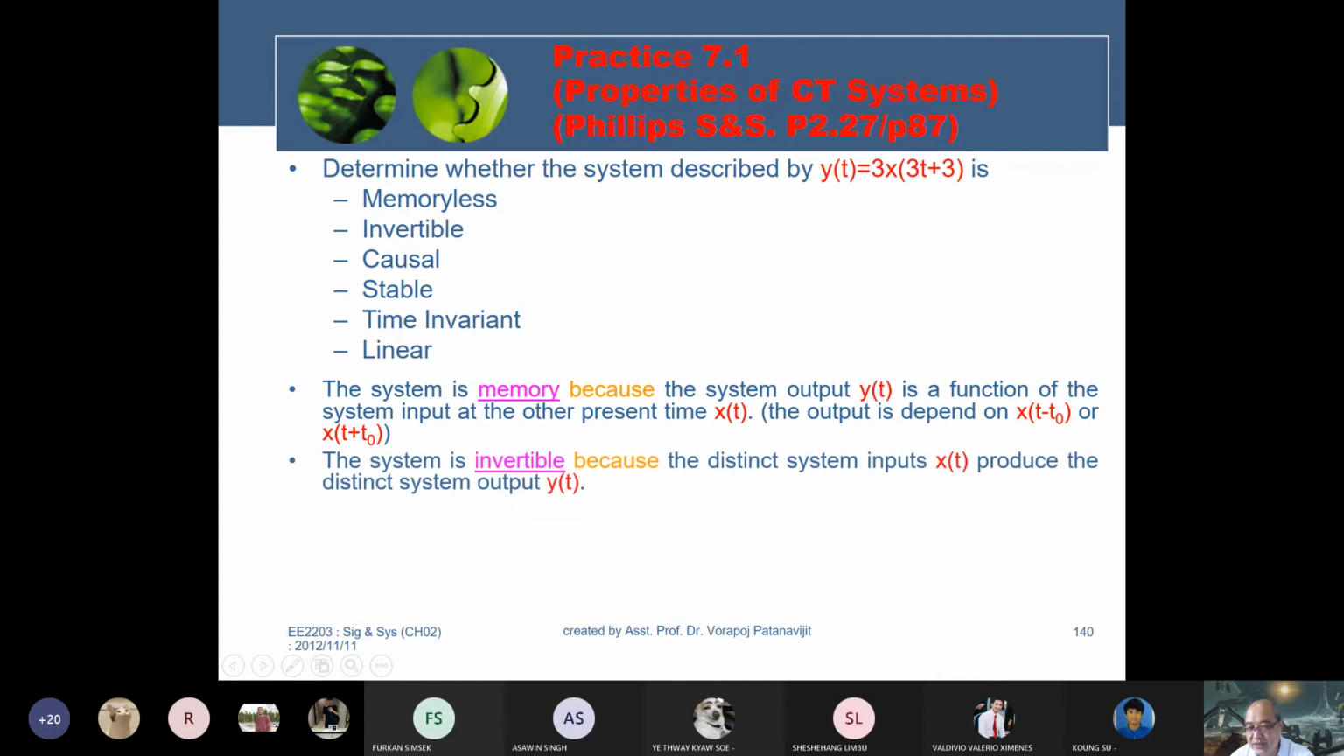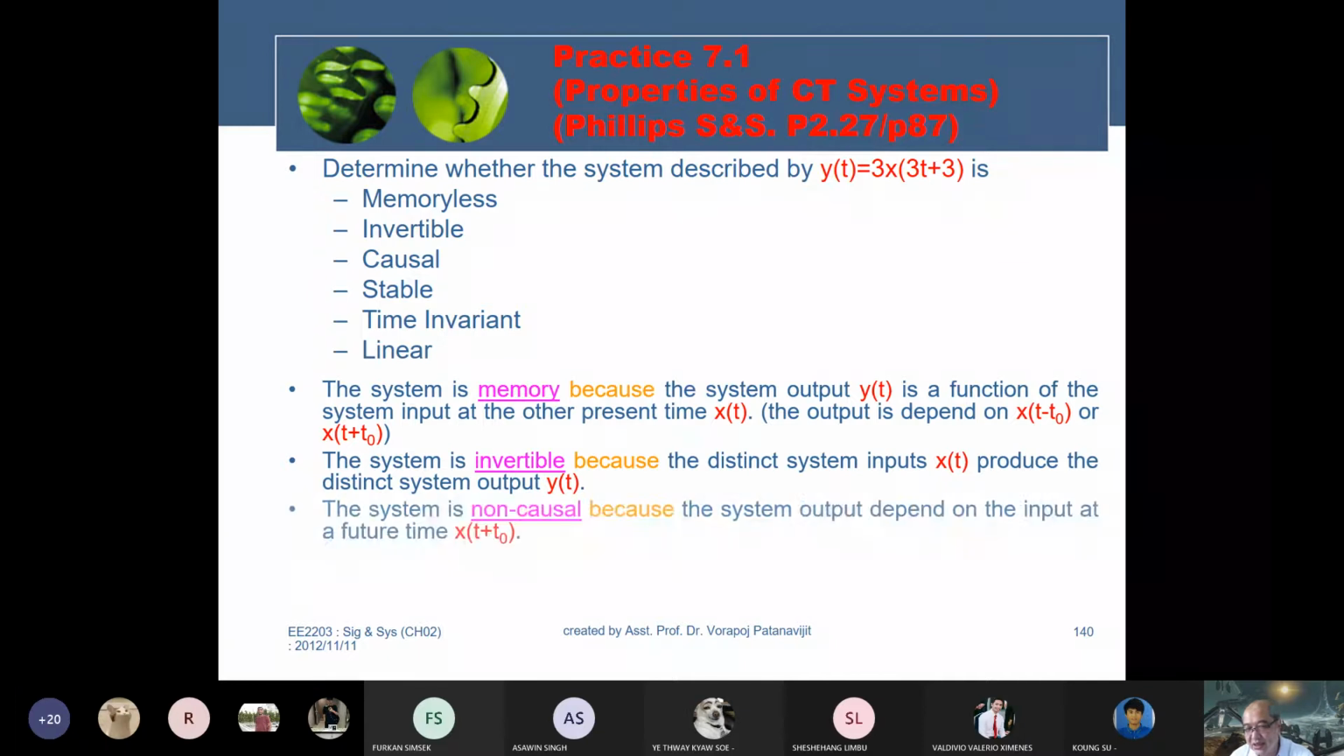The next one: the system is invertible in this case, because distinct system inputs x(t) produce distinct system outputs y(t). And the next one: is the system causal or not? In this case, it's non-causal, because of the shifting. The general form of the shifting is t minus t naught. Here it's plus 3, therefore t naught equals minus 3, which is negative. If t naught is negative, it means the system is non-causal, because the output depends on the input at a future time.